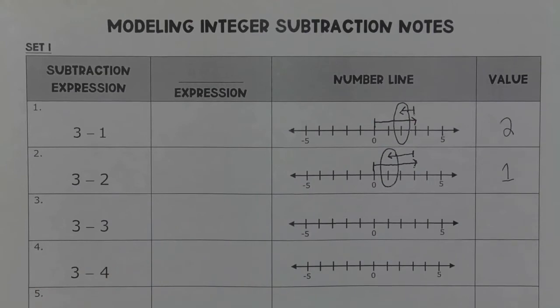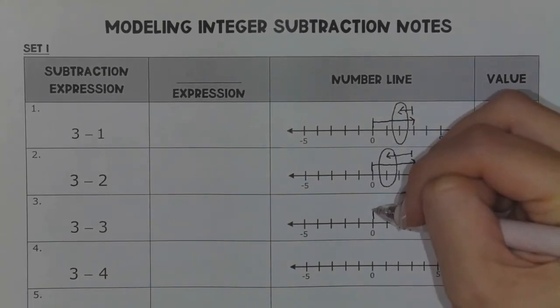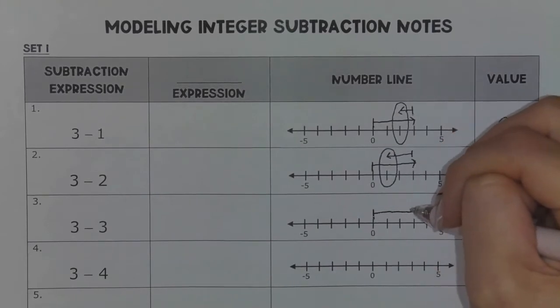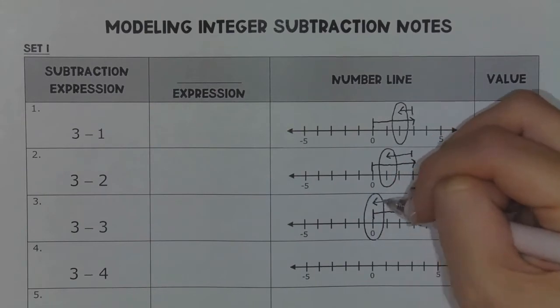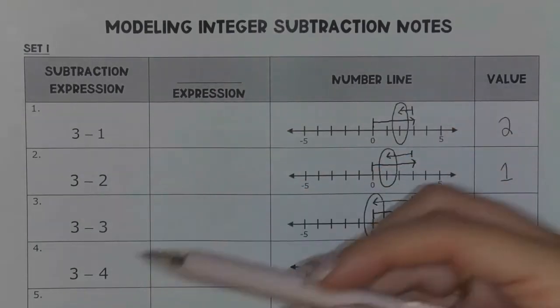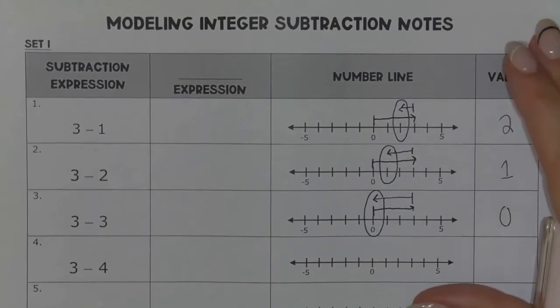I have 3 things, and I take 3 things away, which would give me a value of 0. So I'm going to start here at 0, move to the right 3 spaces, and then take 3 spaces away. So I end up back here at 0. All of these problems are totally okay. We know how to subtract a big number minus a smaller number.